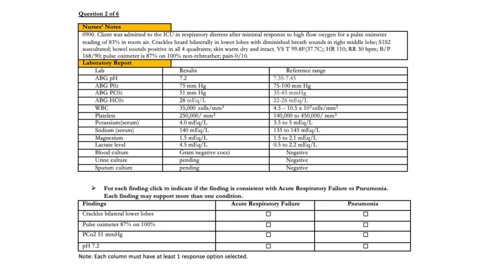Module 2. Question 2 of 6. For each finding, indicate if each finding is consistent with acute respiratory failure or pneumonia. Each finding may support more than one condition. Note, each column must have at least one response option selected. The findings are: crackles bilateral lower lobes, pulse oximeter 87% on 100%, carbon dioxide of 51, and pH of 7.20.